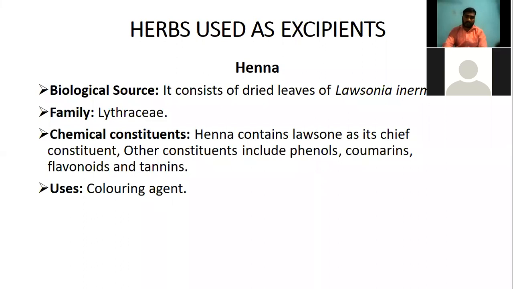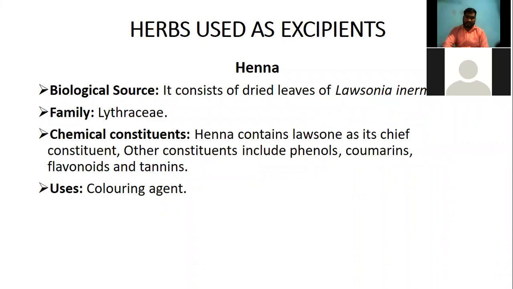You just have to understand the actual category and some important points regarding this plant. There are various uses, but there is no need to go into details because you know very well that henna has antimicrobial actions. So what is the biological source for henna? It consists of dried leaves. Which part are we using from henna or mehendi? It is the dried leaves of Lawsonia inermis. It belongs to family Lythraceae.